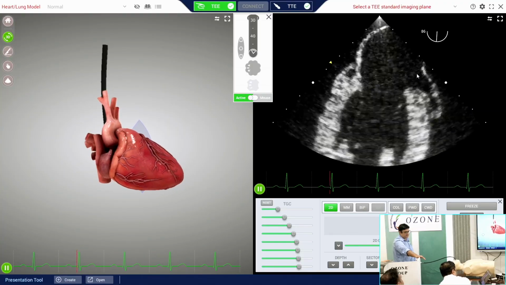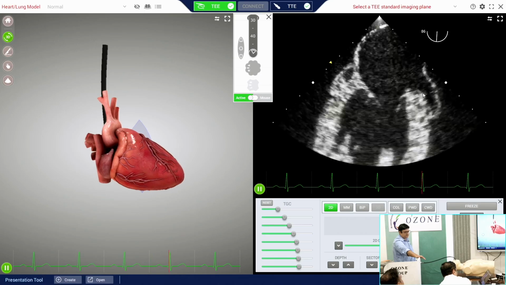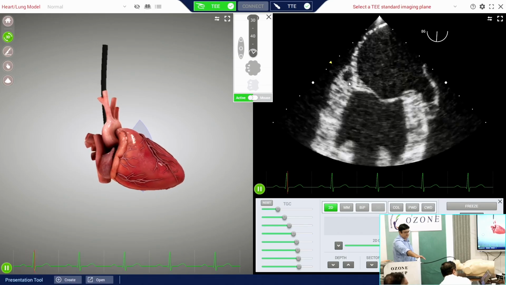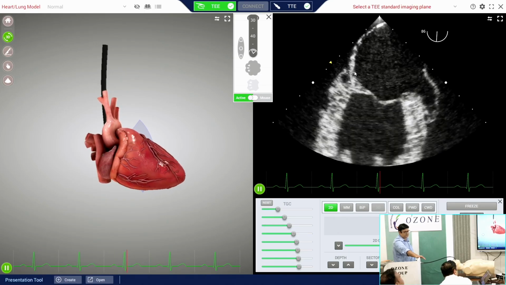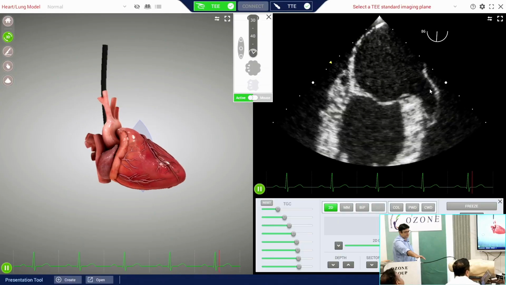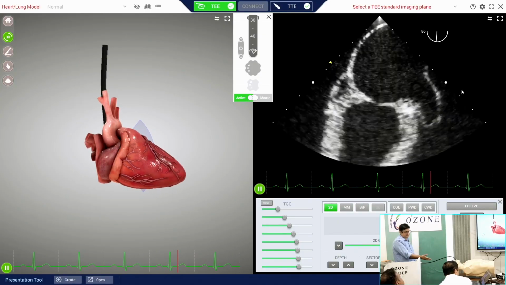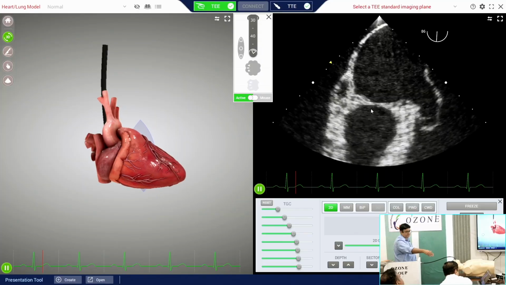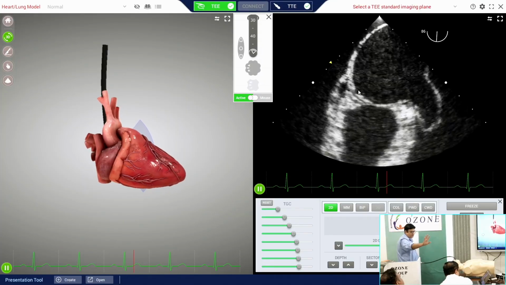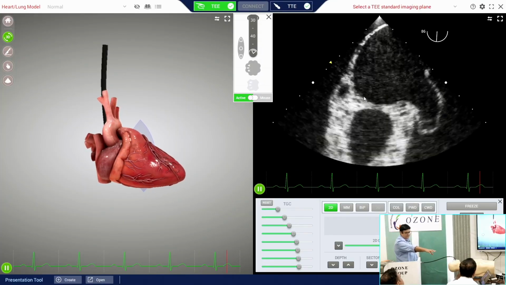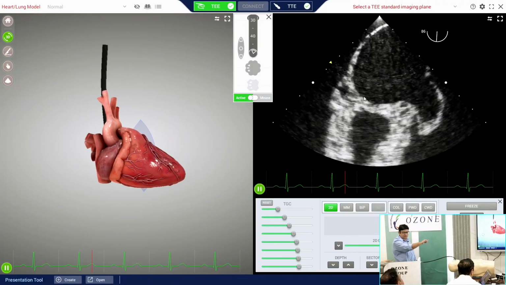I can see now my LA appendage and coronary sinus. So this is my proper 2-chamber view. On the right side, I can see the whole anterior leaflet, A1, A2, A3 segments, and A3 coapting with P2. Now when it is in diastole, it is showing a straight line.